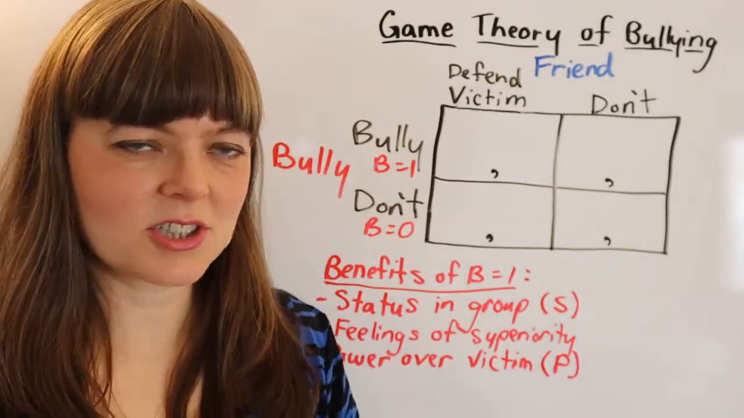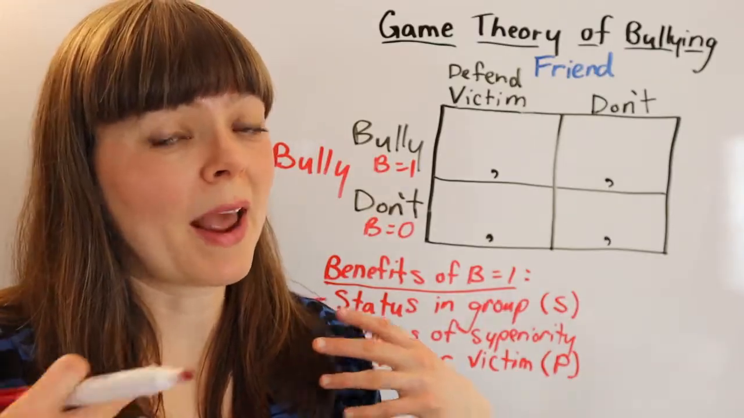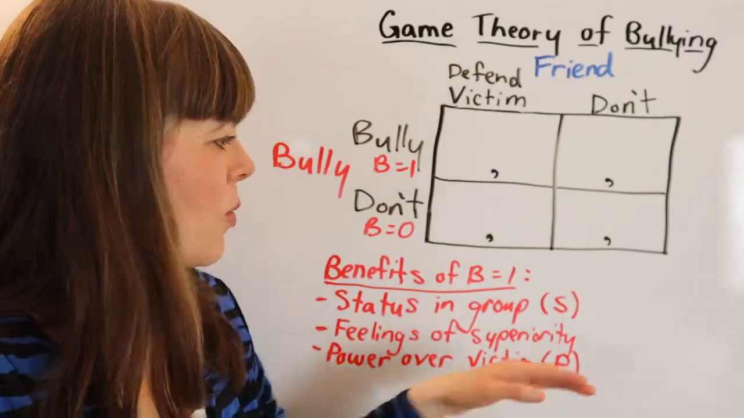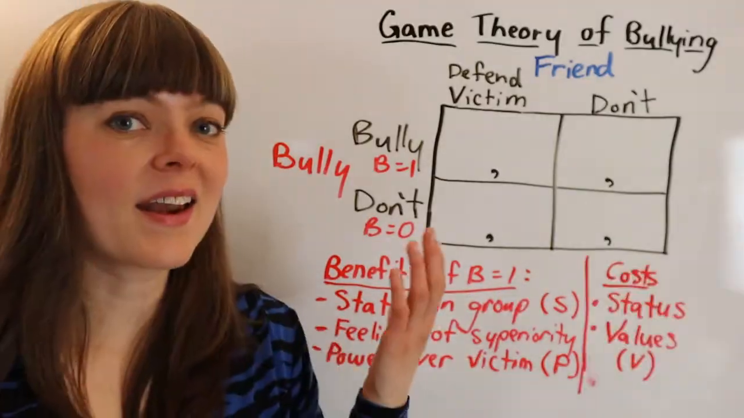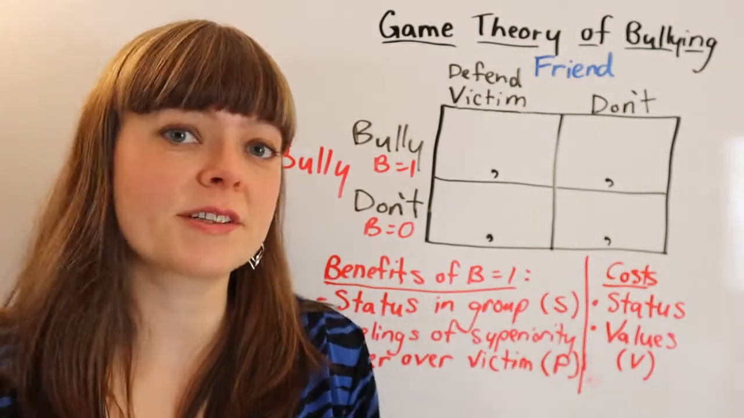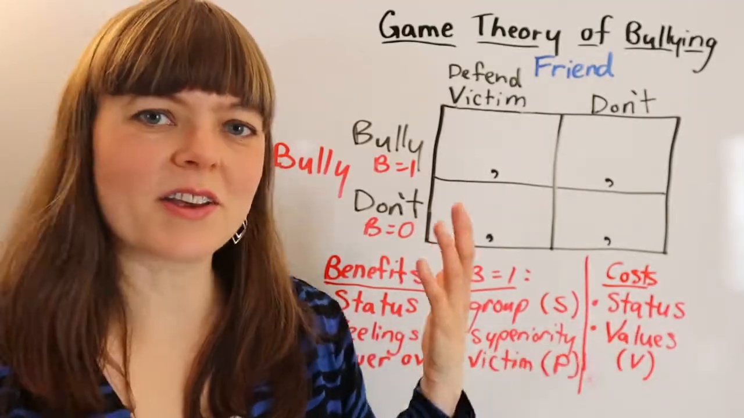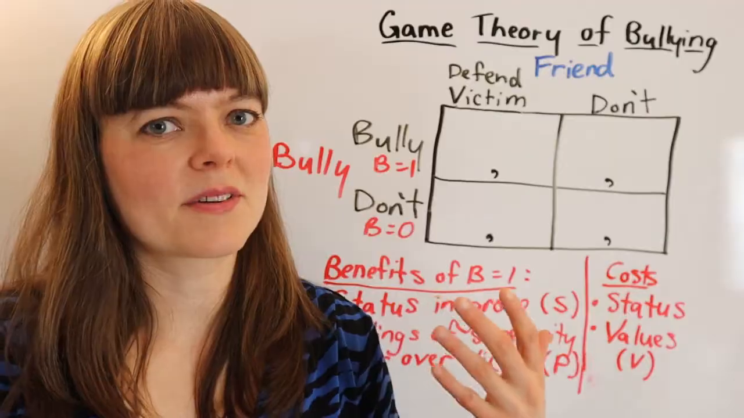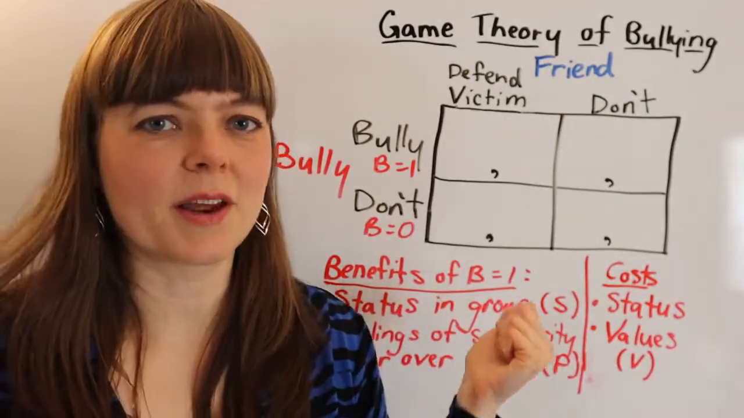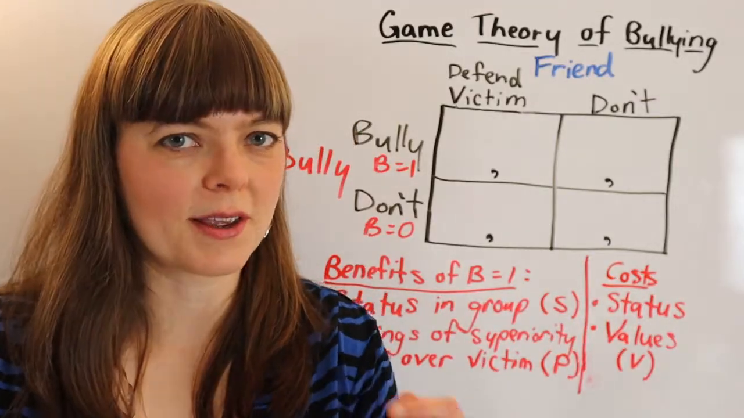Now we have to ask the question, for people who don't bully, or maybe even people who might have a tendency to bully, when do they choose not to? We need some costs to bullying. And I'm keeping things simple here, so I'm just going to have 2 costs. You could probably brainstorm a lot more costs than this. One is status. The second one is values. Maybe the bully actually does care about other people. Maybe they're a little bit altruistic. So both of those could play a role. Now let's come up with an objective function for the bully.